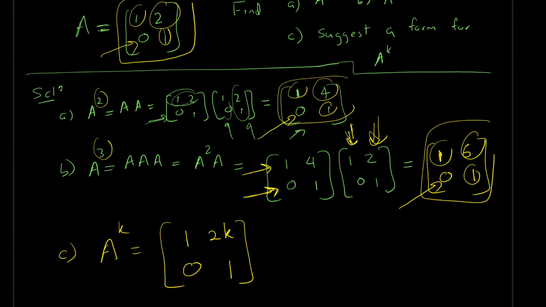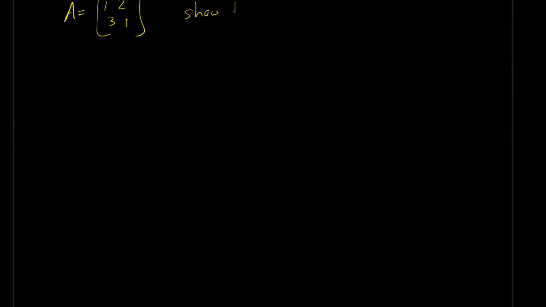Okay, now let's see another nice problem. How about this? Okay, A is [1 2; 3 1], and show that A squared equals 2A plus 5I.